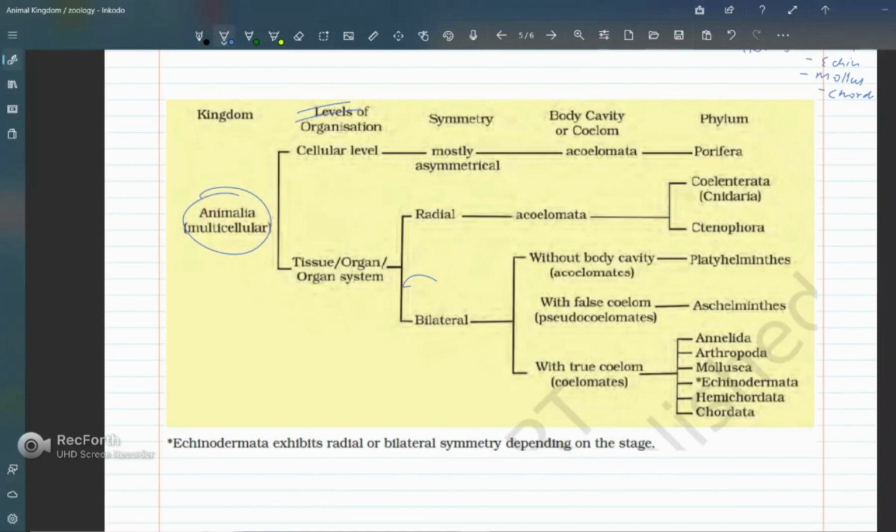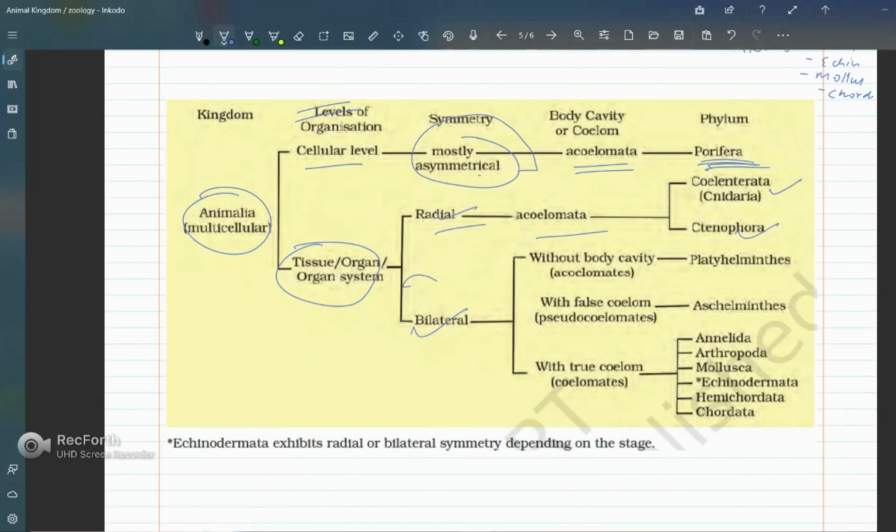Now in case of cellular level of organization, the organism is mostly asymmetrical, because we are talking about poriferans. So poriferans are asymmetrical and they are acoelomates. Now organisms that exhibit tissue or organ system level of organization can have radial symmetry or bilateral symmetry. Radial symmetry without a coelom, they are either coelenterates or ctenophora.